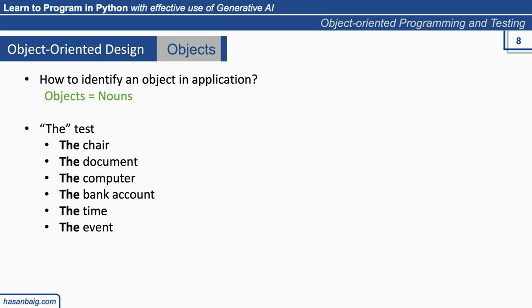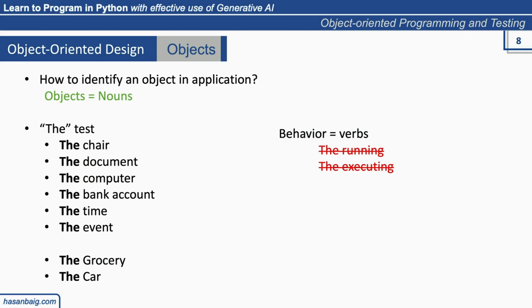Expenses could be an object, of course. If we were to categorize each expense differently, we can call it the grocery expenses or the car expenses related to any car. We will be doing that in our next mini project, where we will be categorizing the budget according to different objects. The objects cannot be verbs like the behavior, the running, the executing. Whatever is behavior, you translate that into a function in your application. I will be talking about those functions in a while.